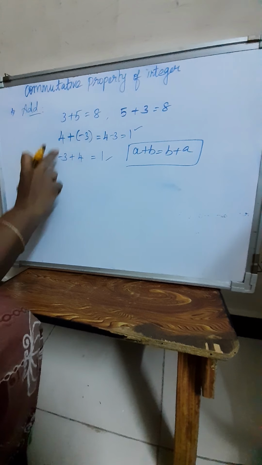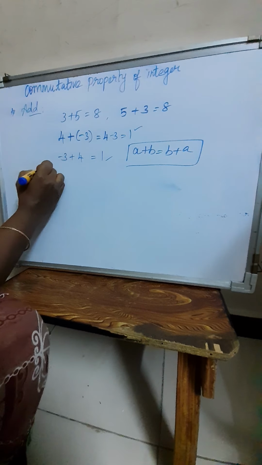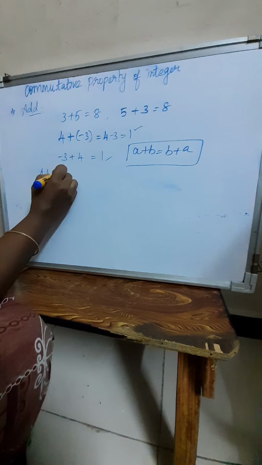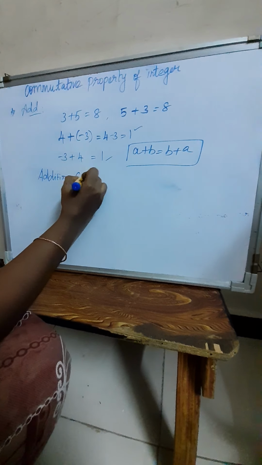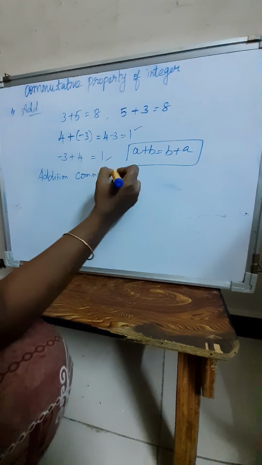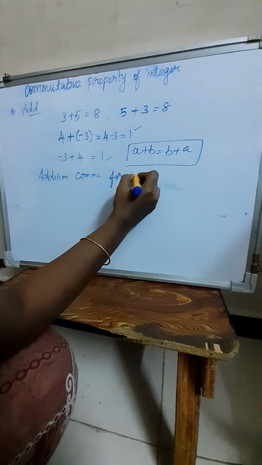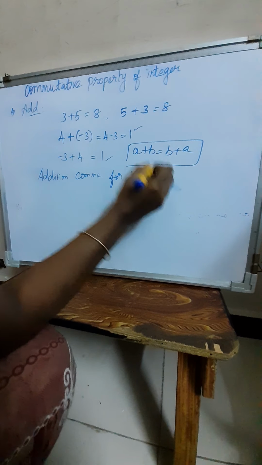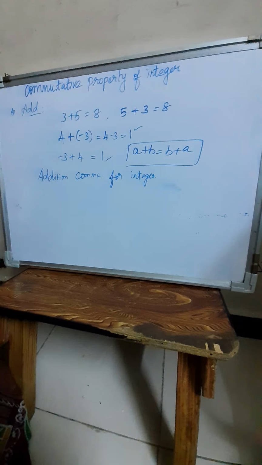So addition is commutative for integers. We have to write: addition is commutative for integers. Okay. Next we are going to check subtraction.